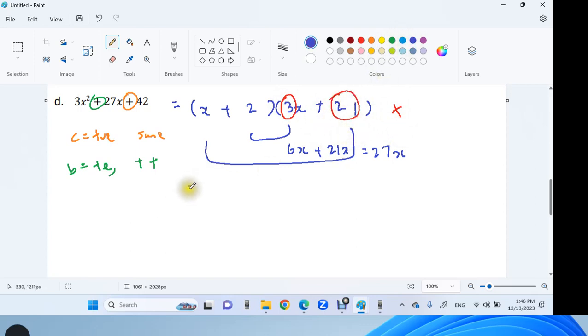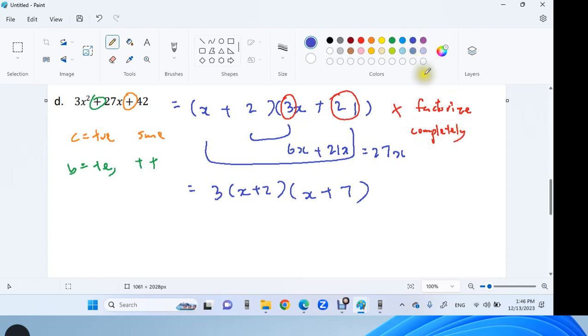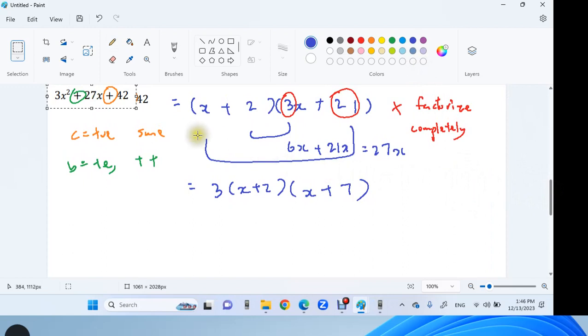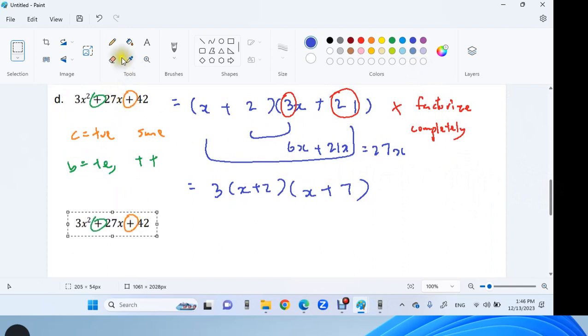So what we can do is we factorize the 3, then this should be the final answer that is factorized completely. This is not factorized completely. So not factorized, okay, factorize completely. Okay, not factorized completely.